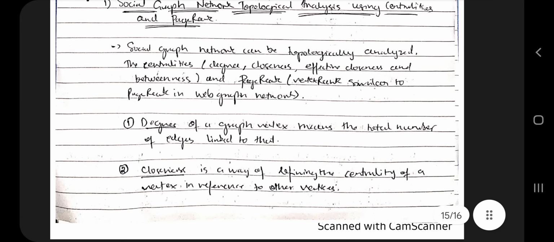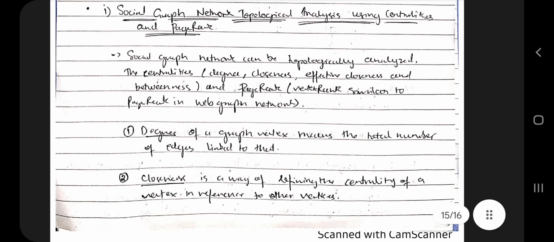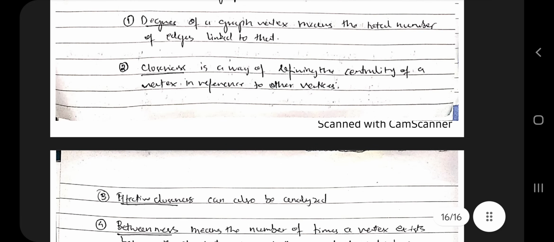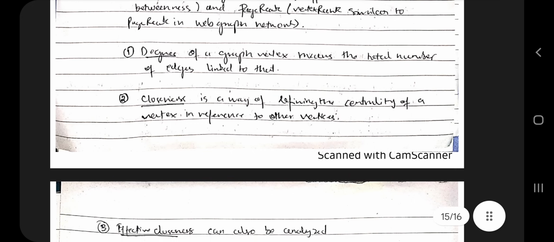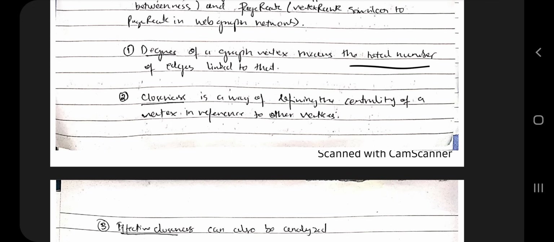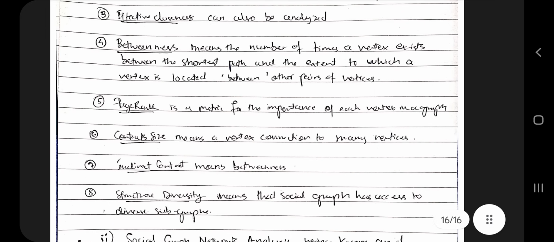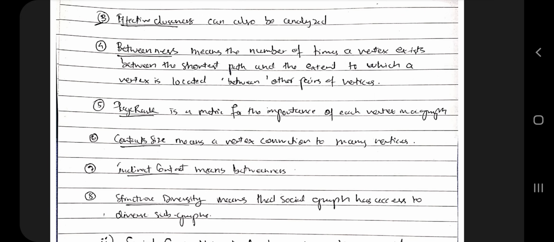In centralities and the page rank, we have the following concepts. Centralities include degree, closeness, effective closeness and betweenness. Page rank includes vertex, similar to the page rank in a web graph. That's just the authority, meaning how important it is. Then we have different concepts here, for example for the centralities. Degree means the total number of edges linked to that. Closeness means how close they are, meaning the correlation is more. Effective closeness can also be analyzed.